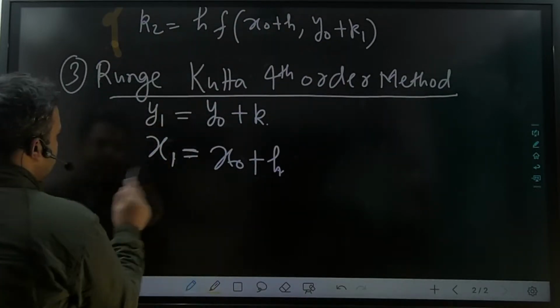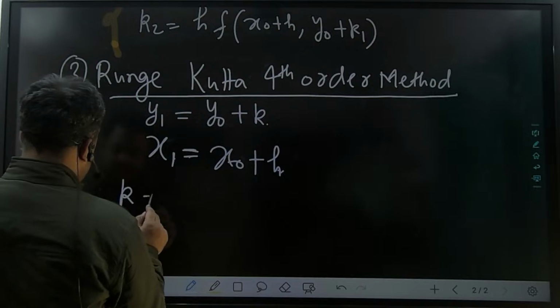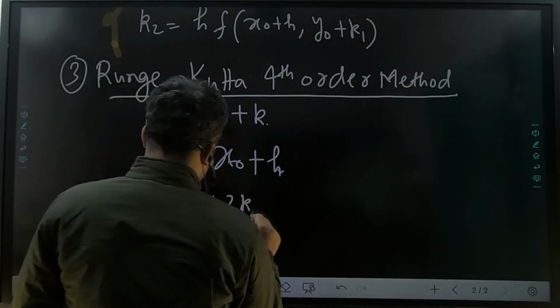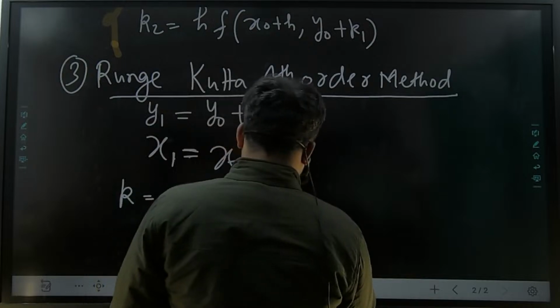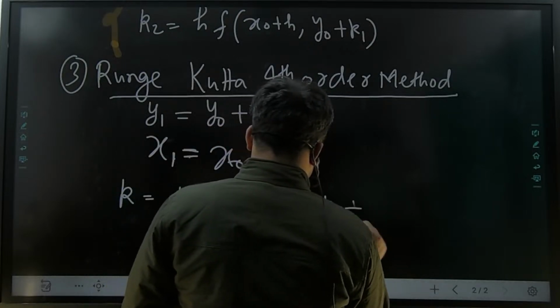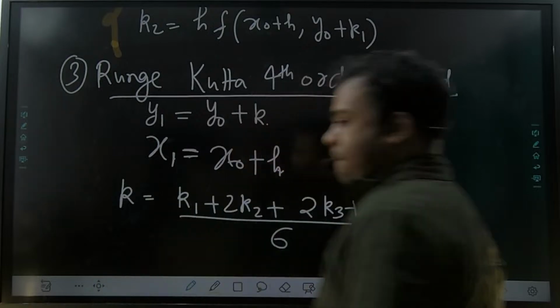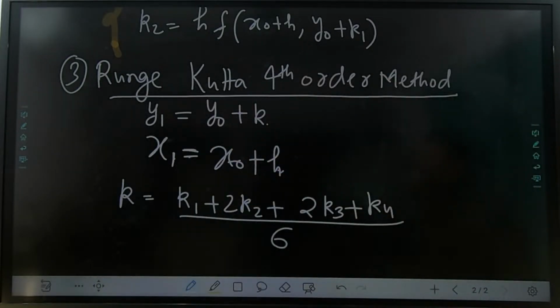Now the point is, what is k? The k value is given by k1 plus 2 times k2, plus 2 times k3, plus k4, divided by 6. So here k is evaluated by this method.